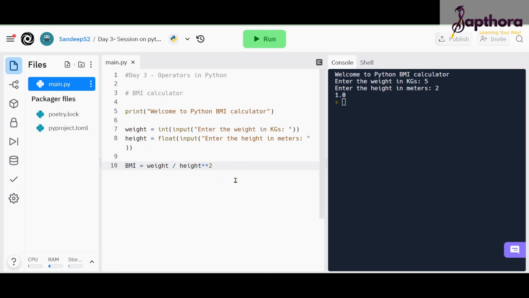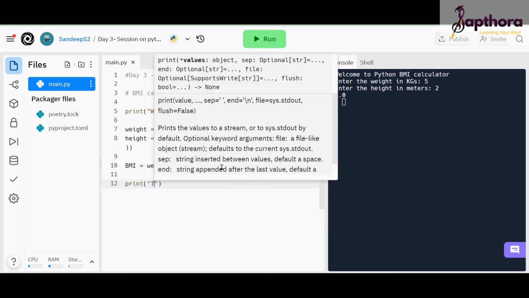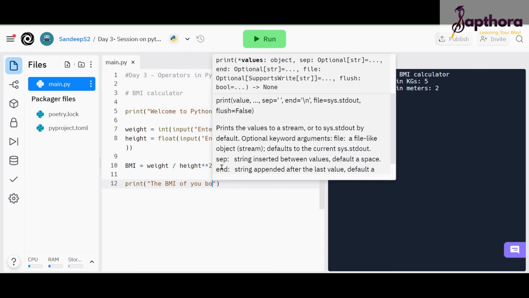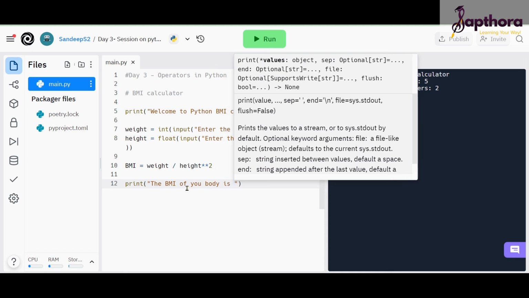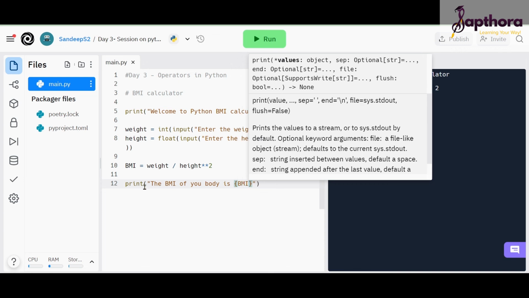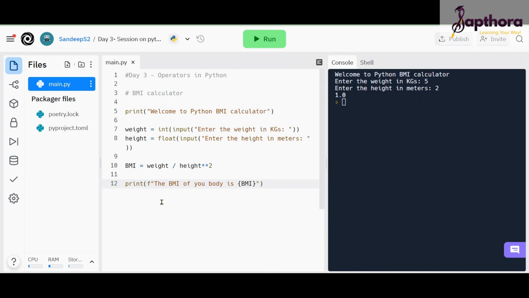So I have already written the formula, right? If you observe, I have just used the same variables that I have. Now after writing the formula, I'll just print the BMI value. The BMI of your body is, I'll use the F string method, BMI. I'll put an f here so that it is very easy for me. And you can follow any different method that you want. Okay, I'm using this method.